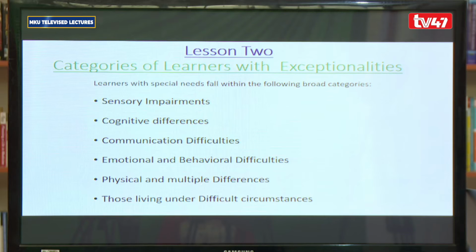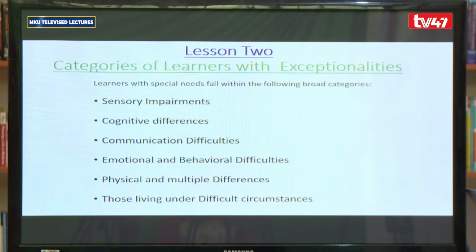Lesson 2 is on categories of learners with exceptionalities. When we talk of learners with disabilities and special needs, I know in my last lesson I talked about diverse needs, very different needs. You cannot look at them as one. Their needs are very different. And now we want to look at the categories. When you talk about them, how do we categorize them?